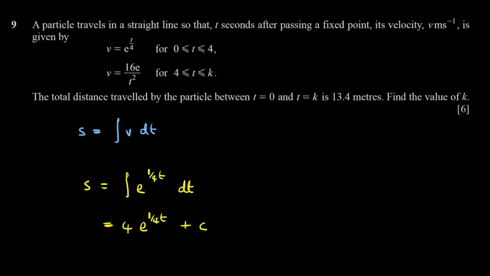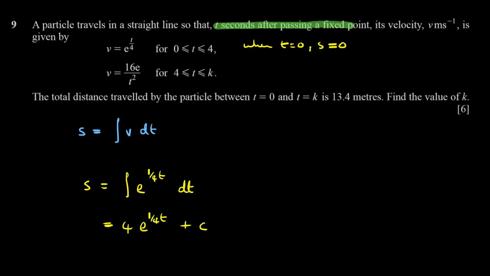What we know from the question is that the particle travels in a straight line so that t seconds after passing a fixed point. So what does this mean, this t seconds after passing a fixed point? It means that when you start, when t is equal to 0, you are at your origin point. So s is equal to 0. So this whole statement here, I think it's really, really important to understand. Right, this statement here, what that means is that when, write down, when t is equal to 0, s is equal to 0.